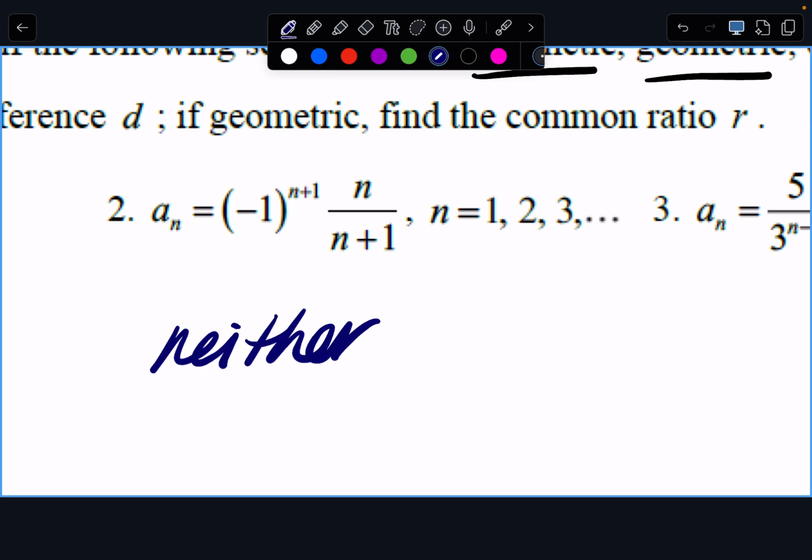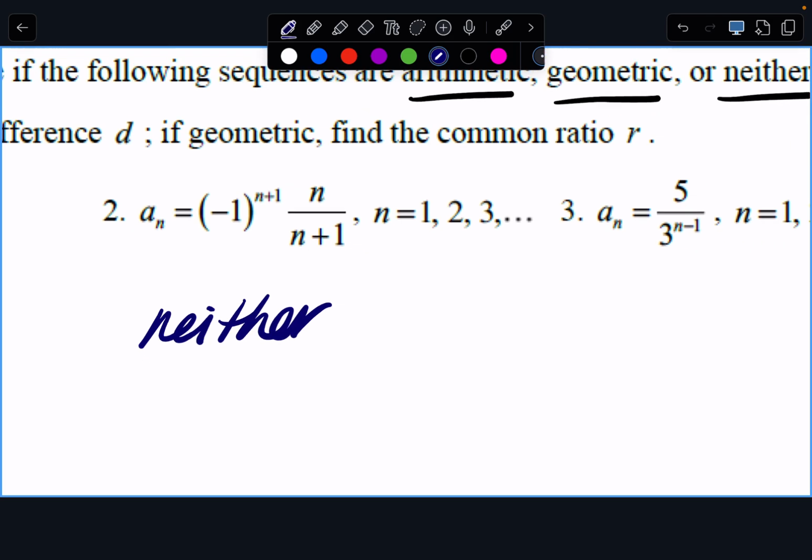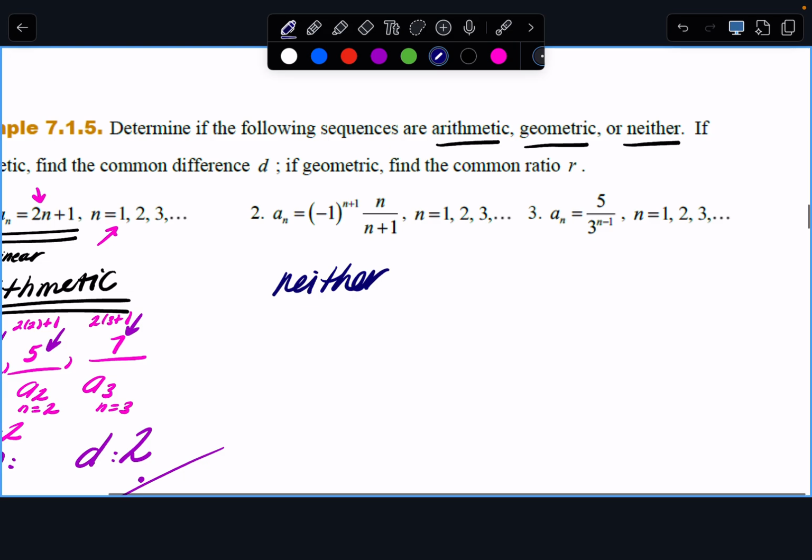There's only the two. Arithmetic, geometric. This is just random. They're going to throw in random formulas. If it's not arithmetic and it's not geometric, then they would just give it to you like this and say, find the first three terms. Okay, so neither.